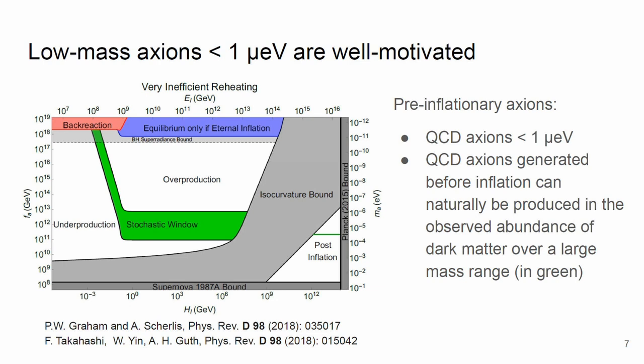Then if you instead consider axions that were produced before inflation, you live over here, and all of this space opens up and is available. The space, if you notice, corresponds to lighter axions, and that's exactly the axions that we're going to be searching for. So the point is, QCD axions generated before inflation can be naturally produced in the observed abundance of dark matter over a large mass range. So we're going to be searching there.